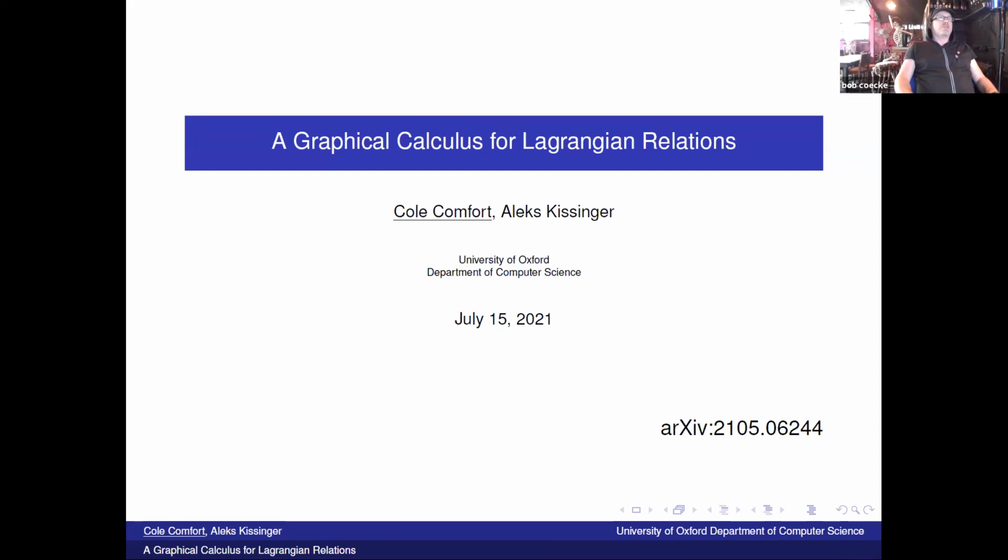It's interesting, when I looked at the program of this session, there are actually 7 current or former PhD or MSc students. We start with Cole, who's a current PhD student, jointly of me and Aleks. And this is work with Aleks, and they're talking about the graphical calculus for Lagrangian relations.